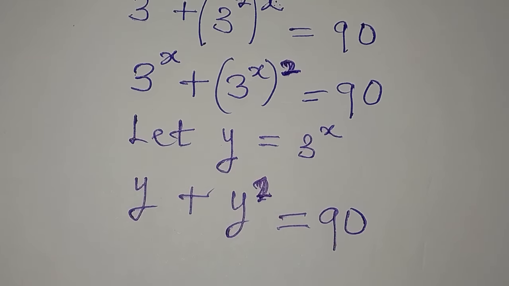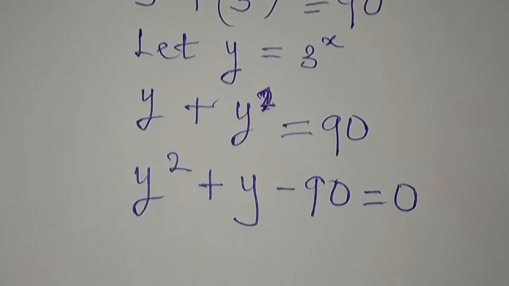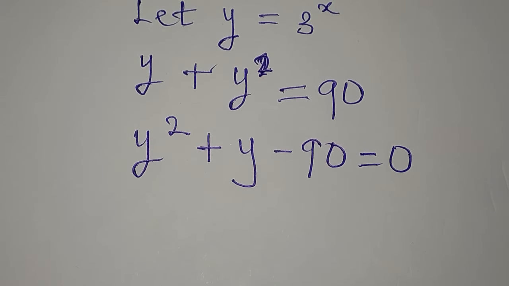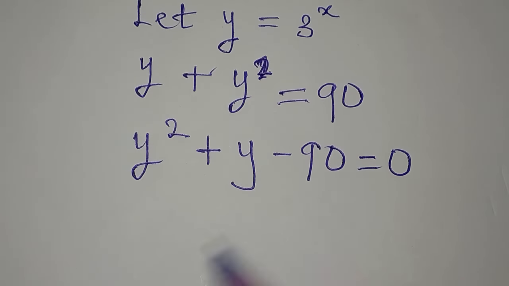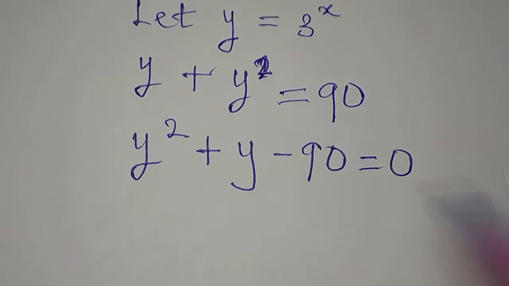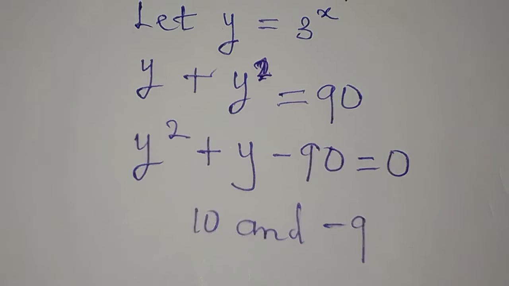Let's arrange this in a better way so that we'll write y squared first, then plus y minus 90 equals 0. This is a quadratic equation, right? Let's look at this. Can we factorize it? Yes. To factorize, we look for two numbers that multiply to get minus 90 and add to get plus 1. So the numbers are going to be 10 and minus 9.